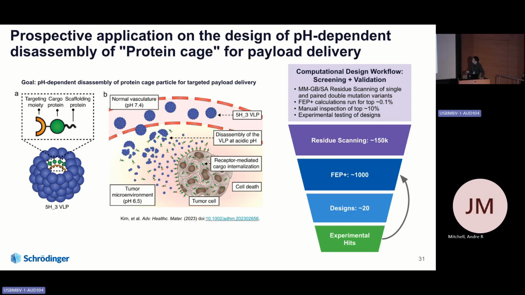So we first applied MM-GBSA residue scanning to identify the hotspots on the protein-protein interface, then used constant pH and protein FEP to model the effect of mutations on the protein-protein binding affinity at different pH values. And based on the calculations, we suggested 20 designs for experimental testing, including some control designs just to prove how the protein cage disassembling is affected by the calculated protein-protein binding affinity DDG.